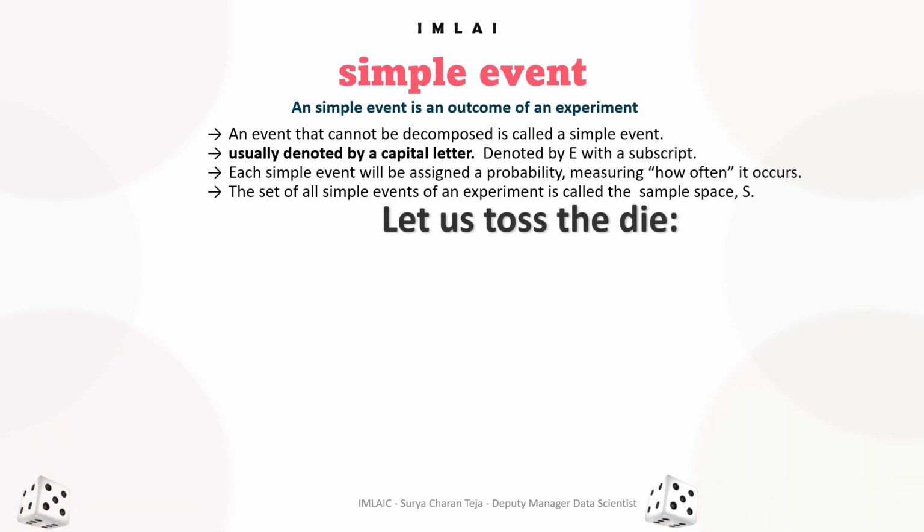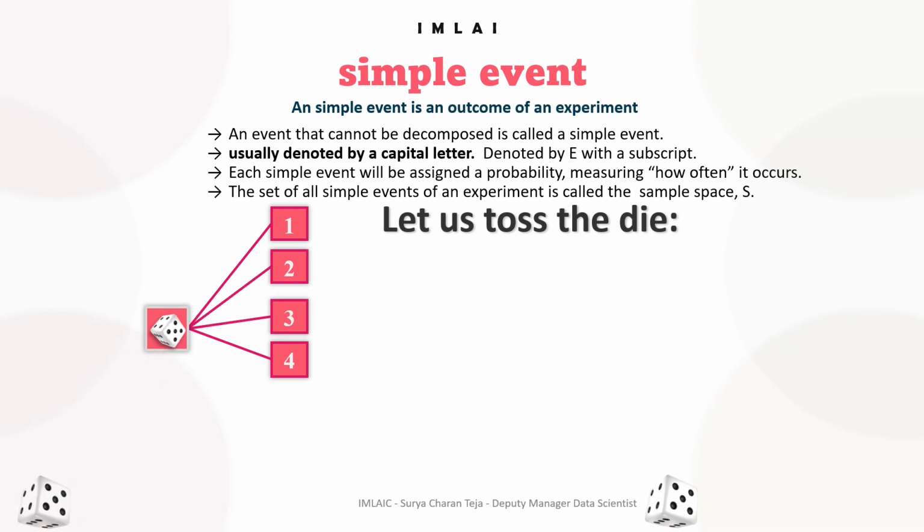For example, let's take this example: rolling a six-sided die. It has six sides. In a single experiment, rolling a six-sided fair die a single time, that's it, what are the possible outcomes? The possible outcomes are one, two, three, four, five, and six.